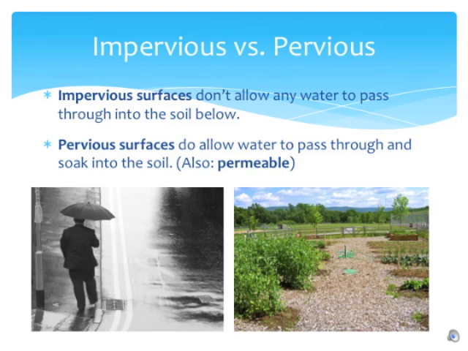Pervious surfaces are the exact opposite. They can be thought of like the other P words that mean the same thing. Permeable, porous. These are surfaces that do allow water to soak through into the soil below. The picture in the bottom right shows examples of pervious surfaces like gardens, pathways, grass, etc.